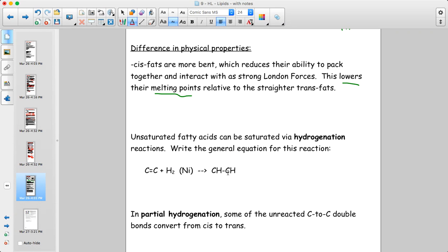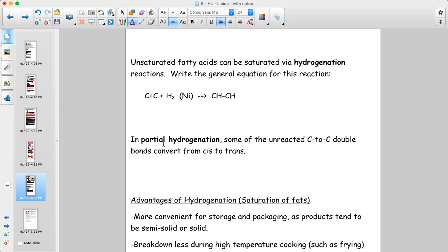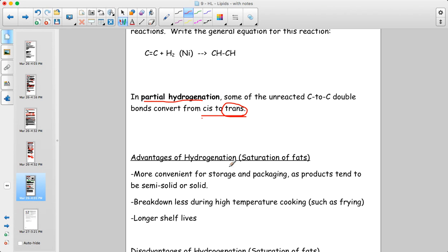Now this can happen completely, which would make the fats completely saturated, but then there's also partial hydrogenation. During partial hydrogenation, some of the C to C double bonds get converted to single bonds, but some of them don't. And those unreacted C to C double bonds can often convert from cis to trans, perhaps during the binding to the nickel catalyst, where they're allowed to do that. Whatever the case, this conversion does take place. So it's during partial hydrogenation, when you don't completely saturate the unsaturated fat, that we end up with trans fats, which I think we've all, from advertising now, know are quite bad for you.